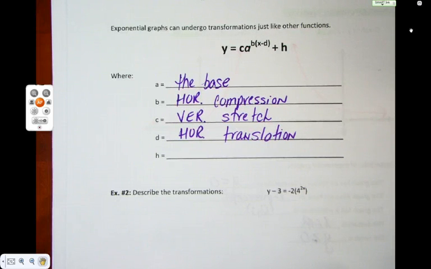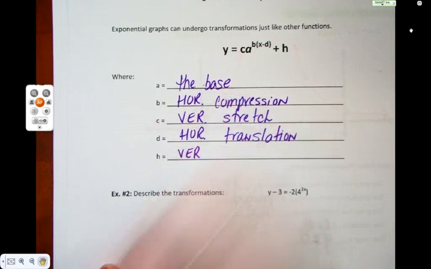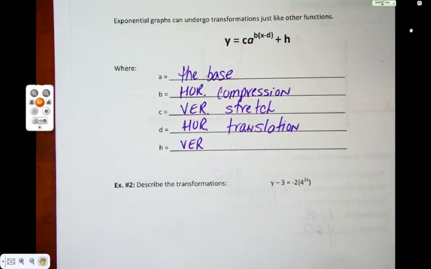H, in the exponent or down in the main equation? So that means it's vertical. Is it a multiplication or an addition or subtraction? Translation.